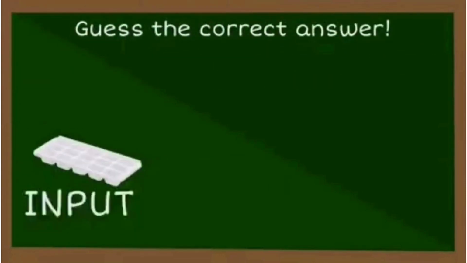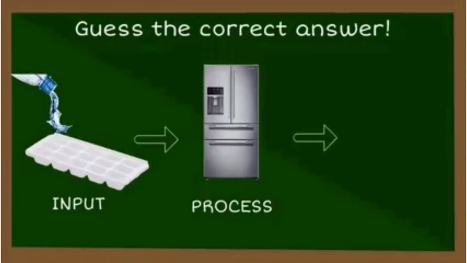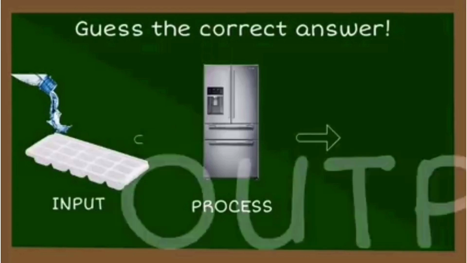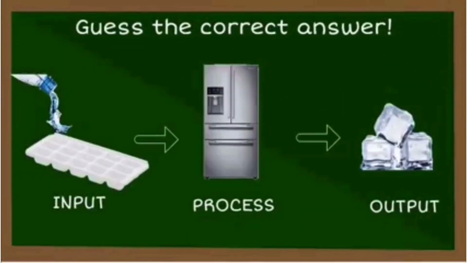Now let's see another example. You have to guess the correct answer. Put some water in an ice tray, then put it into the fridge. Now guess what will be the output? Guess it, children? Yes, correct. We will get ice cubes as output. So children, you can practice it at your home.